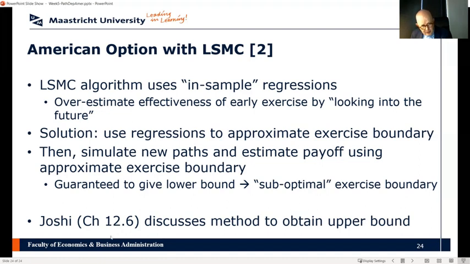And it's a little bit more difficult, but Yoshi in chapter 12 explains that you can also use a method to obtain an upper bound with Monte Carlo simulation. But I leave that for you to read. What most people do is believe that the least squares Monte Carlo is good enough, and they use it by saying, I accept that I may have a suboptimal exercise boundary, but I know that I am approximating the true value from below if I do this two-step type of simulation.